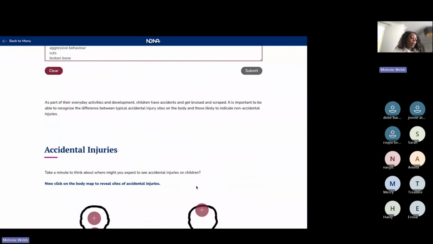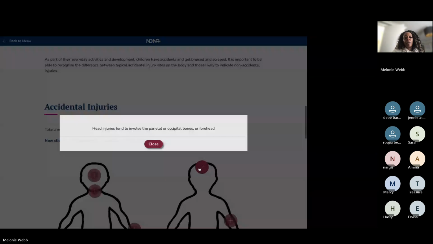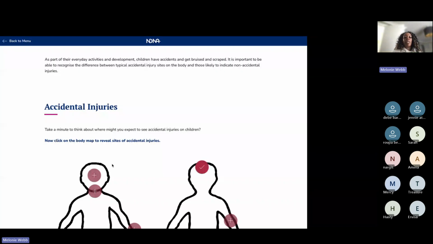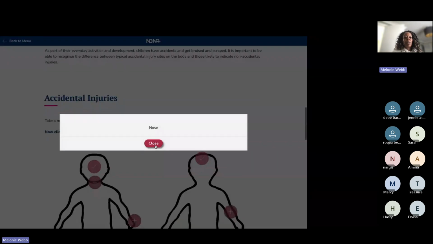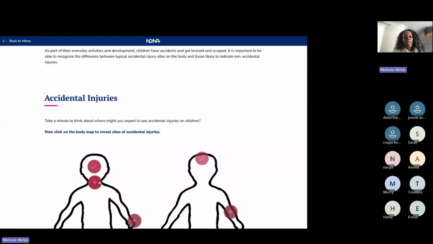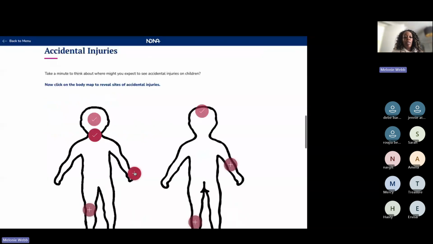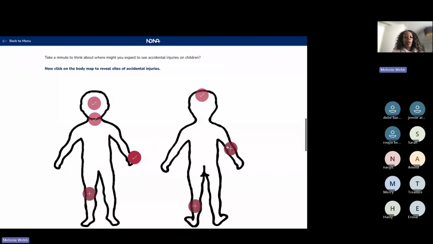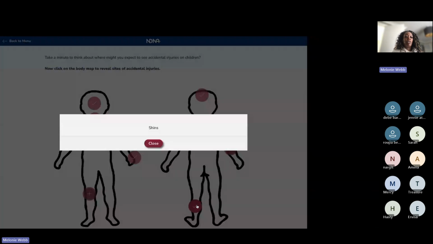Yeah, definitely. All of those common ones where they're tripping and falling. So the elbow scrapes, the knee scrapes, the forehead where they don't quite recognize that they've grown and just start walking into things, on their shins. So head injuries tend to involve the parietal or occipital bones or forehead, their nose, where they fall and just like to land on their face, their chin, hands, as you guys said, elbows, knees, and shins.